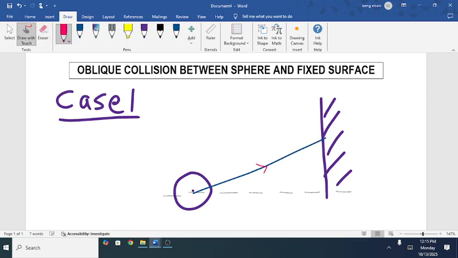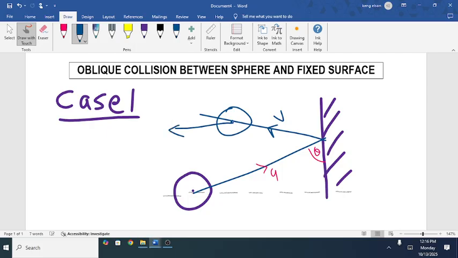This initial velocity is u, and there is an angle made with the plane of the surface, which is theta. Now the sphere rebounds with a final velocity of v. We also have to resolve this into a horizontal component and a vertical component.